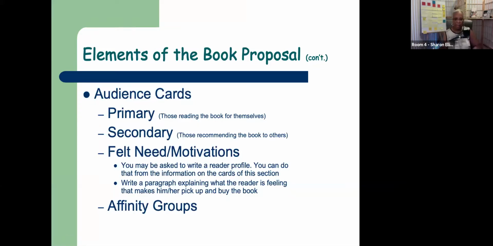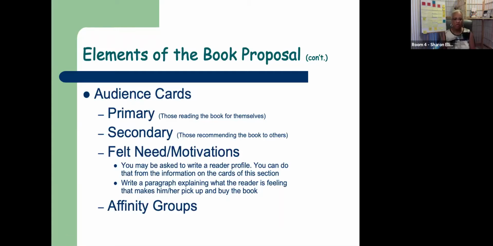So you're going to write a paragraph explaining what the reader is feeling that makes him or her pick up and buy this book. Okay. And then also for audience, you're going to list the affinity groups.